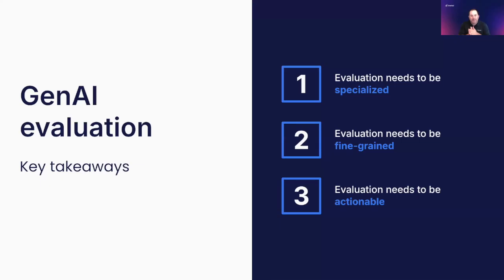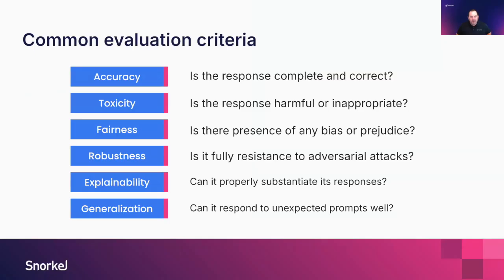So, three things to keep in mind. These are going to be our focus here for a little while until Rebekah shows us a demo: specialization, fine-grained metrics, and actionable insights. That is how we think about Gen AI evaluation. And we're going to dive into each one of these in a little bit more detail, starting with specialization.